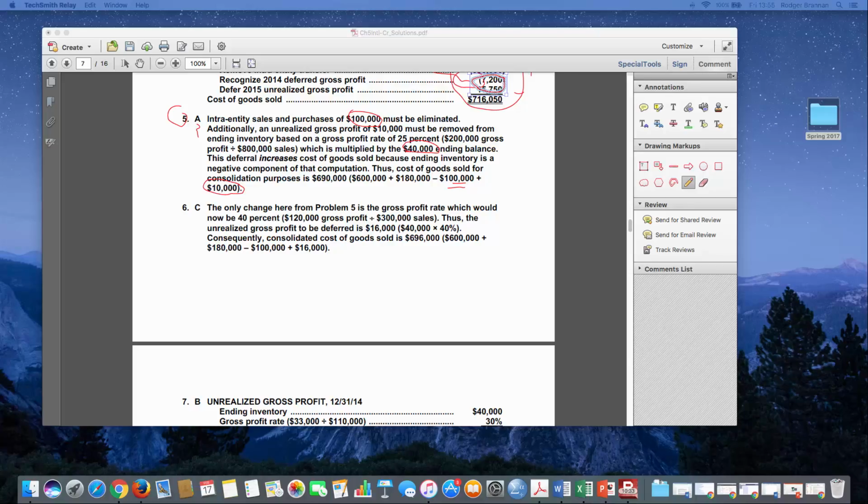And that is just taking 120,000 over 300,000. So 40% of that amount is 16,000. It's going to be added to get to the $696,000 worth of cost of goods sold. All right.